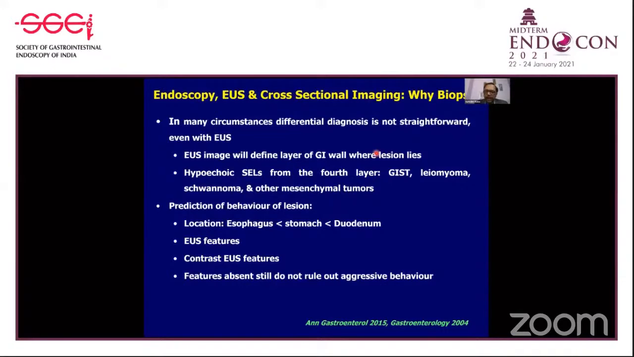Some of the features which might help us is the location of the lesion. We know that a lesion located in the esophagus has the least malignant potential in contrast to a lesion located in the duodenum. Then we have heard beautifully about the various EUS features and contrast EUS features that can help us in differentiating between benign and malignant lesions. But the problem is, if these features are not present on EUS, it still does not rule out a malignant or a potentially aggressive disease.